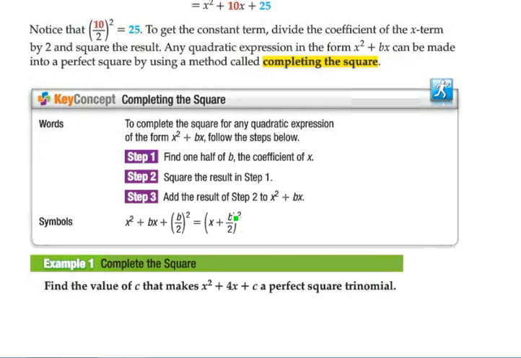They say b divided by 2, and we talked about how the coefficient we're going to use in our binomial is just half that middle term. So they tell us the steps, which is what we did. I'm going to leave their steps because they're pretty good. Find half of b, square it, and then add it to your a squared plus bx.